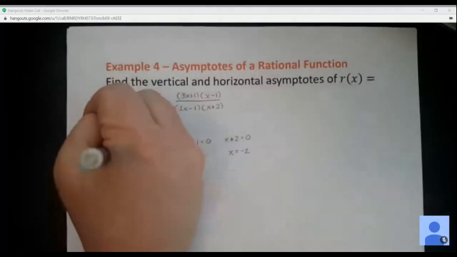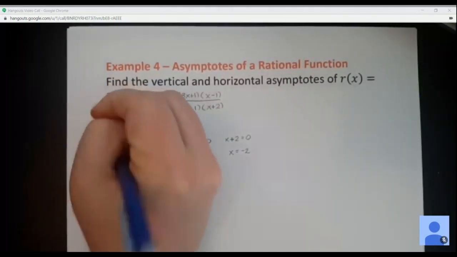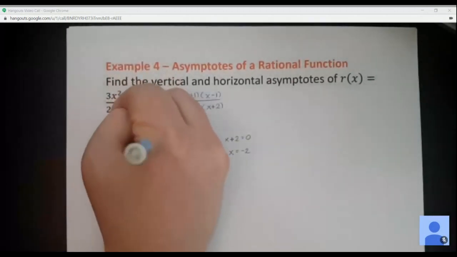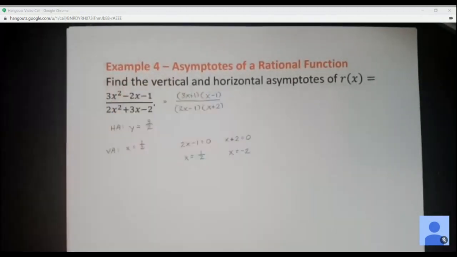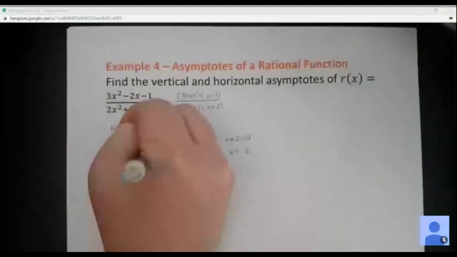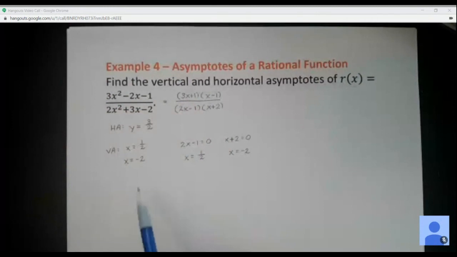Now, when we actually write these out in terms of our vertical asymptotes, make sure that we are keeping the entire equation here, right? So this right here, x equals 1/2, that is one of our vertical asymptotes. And then our other vertical asymptote is going to be x equals -2. And I say that because in WebAssign, you have to make sure that you're putting the entire equation there, not just the numerical value. Okay, so the equation is x equals 1/2 and x equals -2. Any questions on that one?